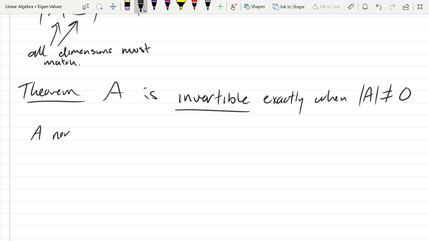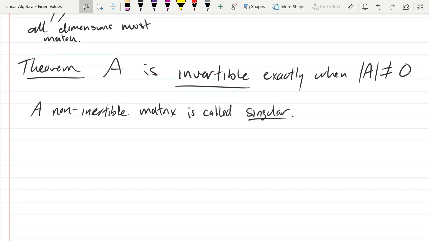So a non-invertible matrix is called singular. Just think of the word singular. There's no other matrix to pair it up with, no other inverse it gets paired up with. So it's by itself. All right, so we're ready for some more determinant properties.